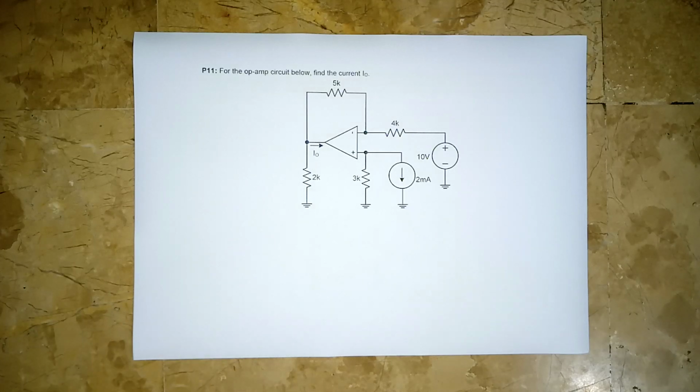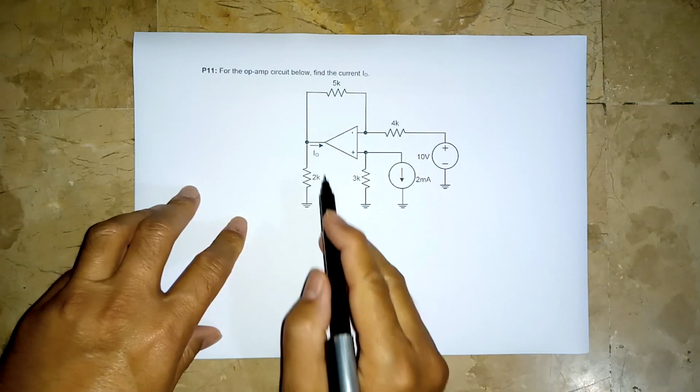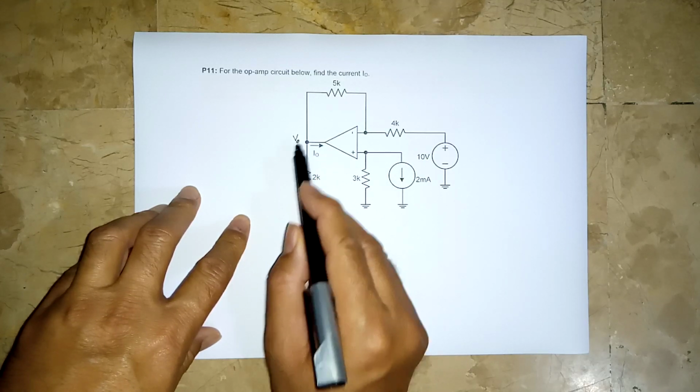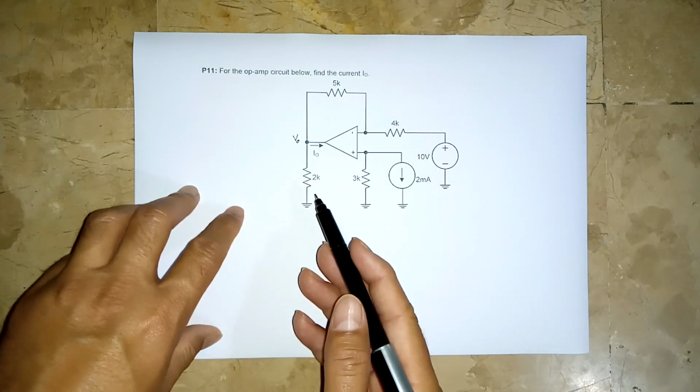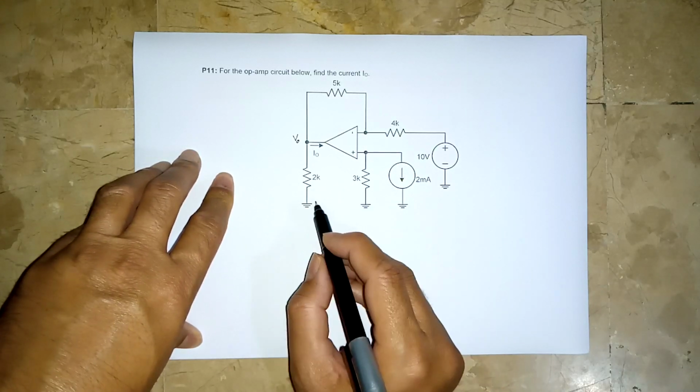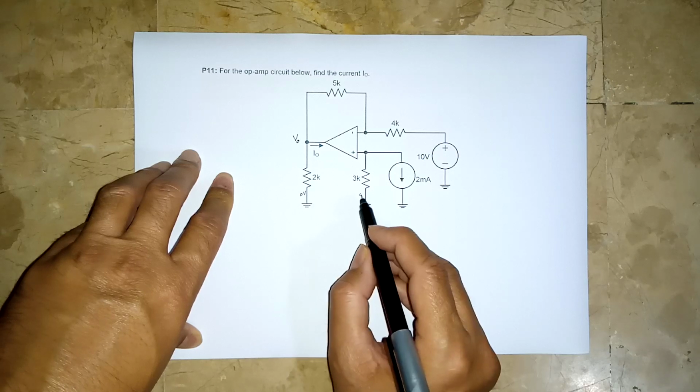Okay, so let us come up to this problem. It looks like a simple one. For the op-amp circuit below, find the current I naught. Sooner or later we may have to find this VO, not necessarily, but we may have to. So what we know is we have 0 volts here.